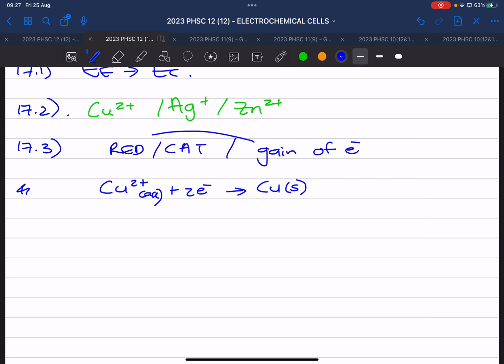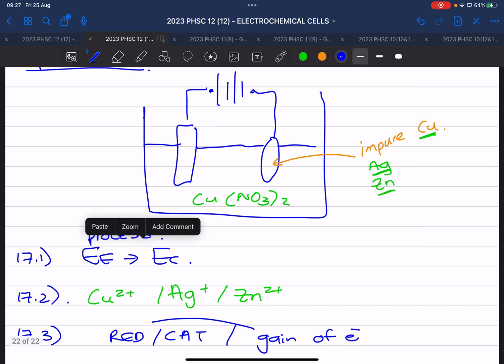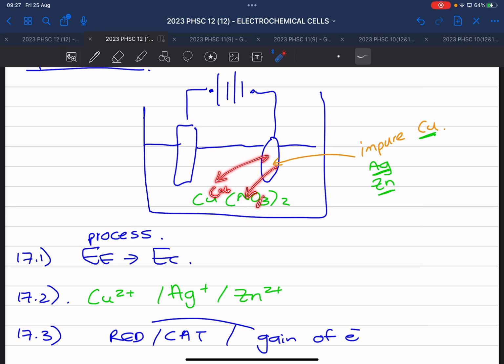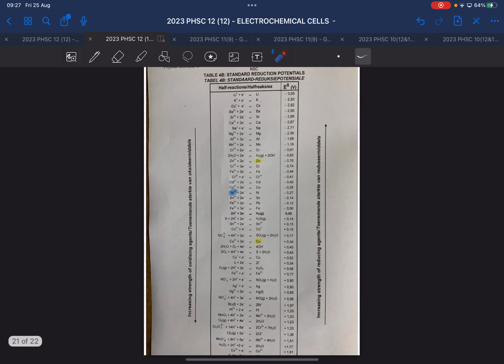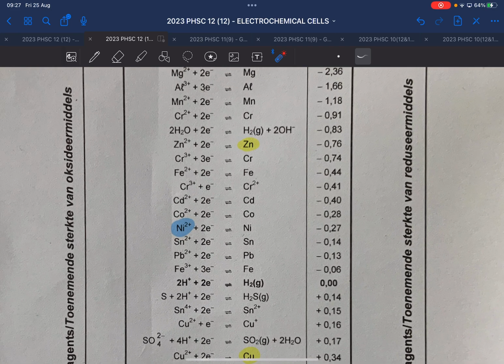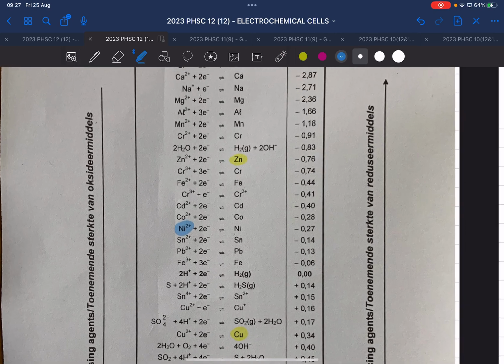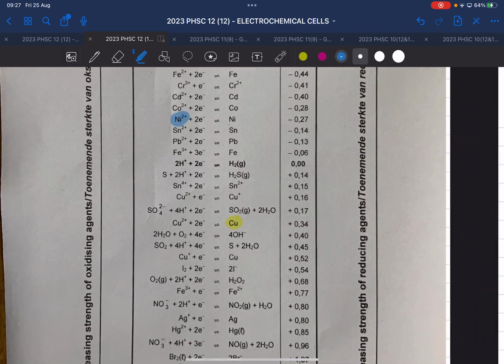Okay, let's read the next question. Now they ask 17.4. Refer to the table of standard reduction potentials and explain why purified copper will not contain any zinc. So what they're basically asking is, of this impure copper, why will copper go into solution and silver will go into solution, but this zinc would not like to go into solution? That's what they're asking. Okay, so let's look. There's zinc, there's copper. Where do we have silver? At the bottom.